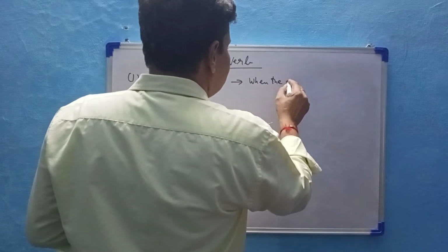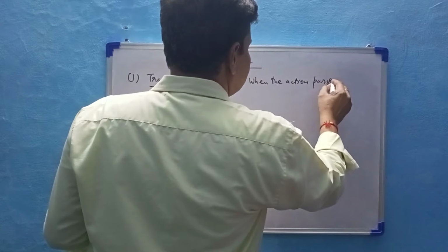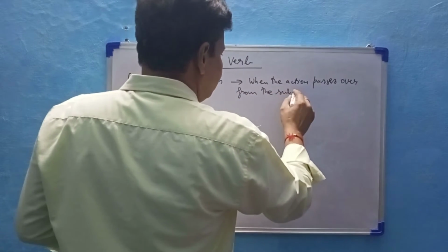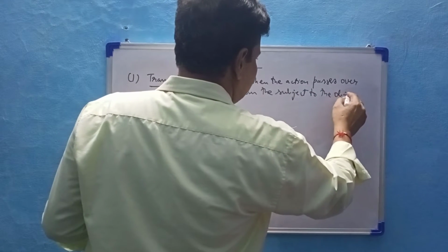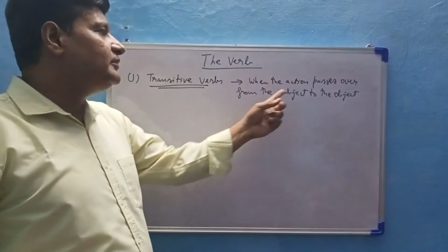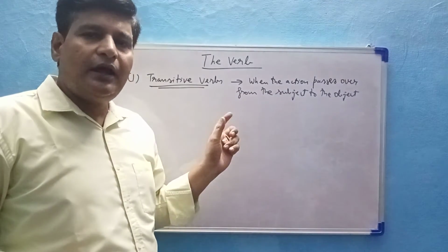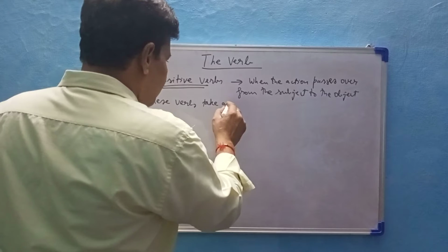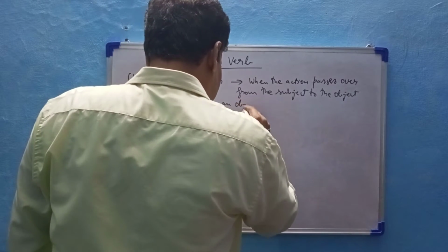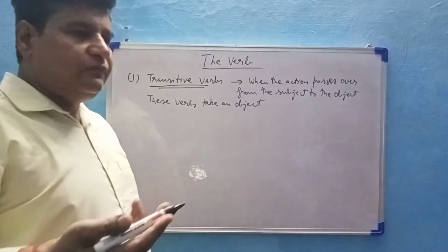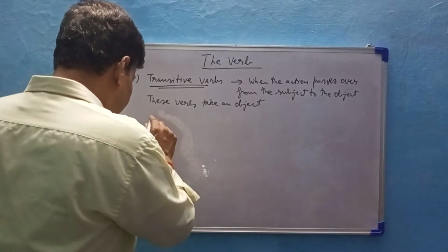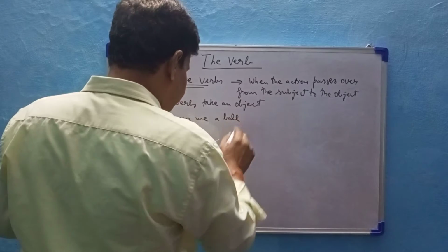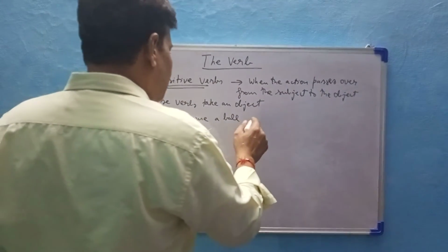When the action passes over from the subject to the object, obviously these verbs require an object. These verbs take an object. For example, he gives me a ball. He gives me what? He gives me a ball.